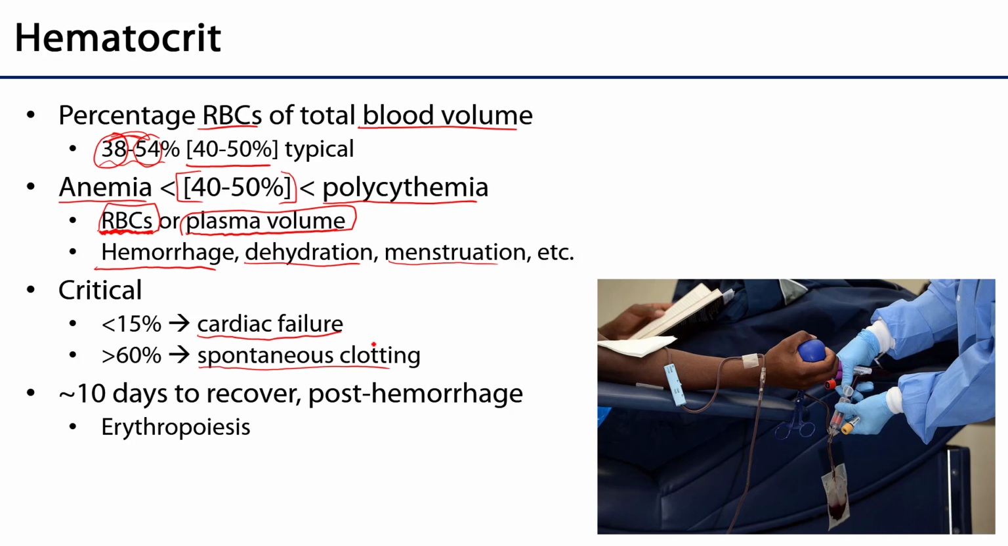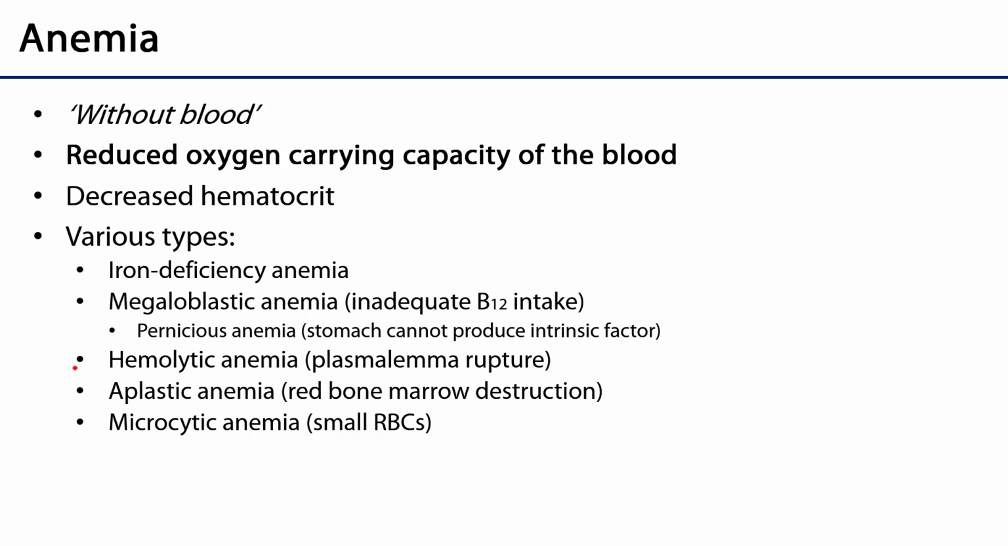And one thing bears mentioning, erythropoiesis takes about 10 days to complete from beginning to end. So in the case of a hemorrhage, the plasma may rebound quickly, but that hematocrit takes about 10 days. And so following a hemorrhage, an individual may be anemic for approximately 2 weeks.